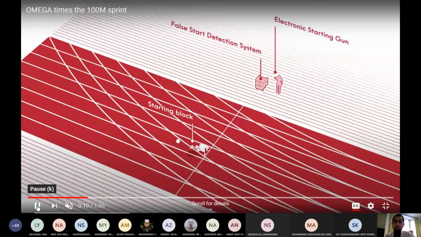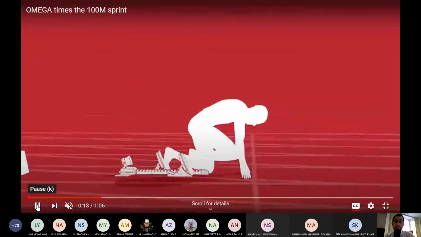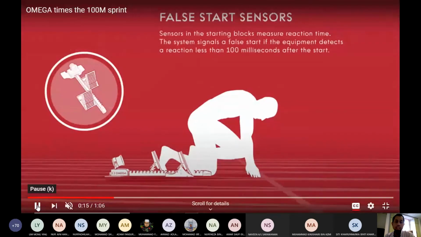Okay, so now they use an electronic starting gun. They have the false start detection system and they have the starting block, right? The starting block has sensors installed. So the system will signal a false start if the equipment detects a reaction less than 100 milliseconds. That means if you move faster than the gun, then it's going to trigger the false start.